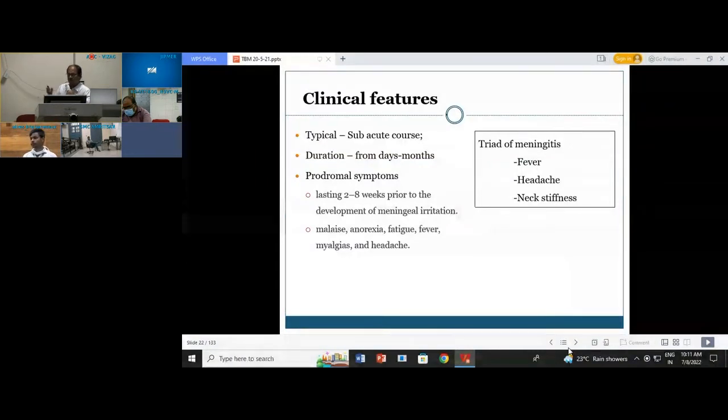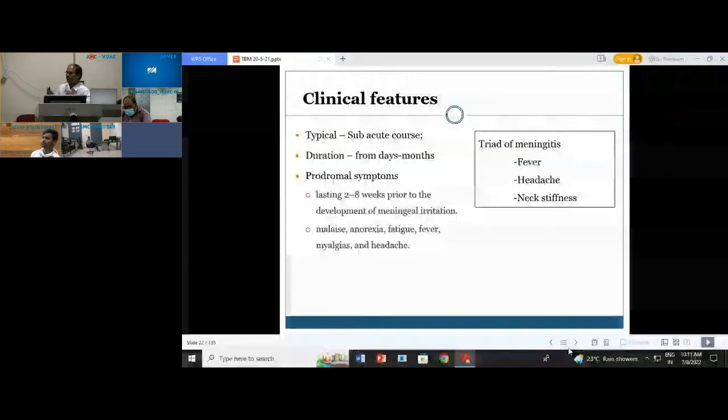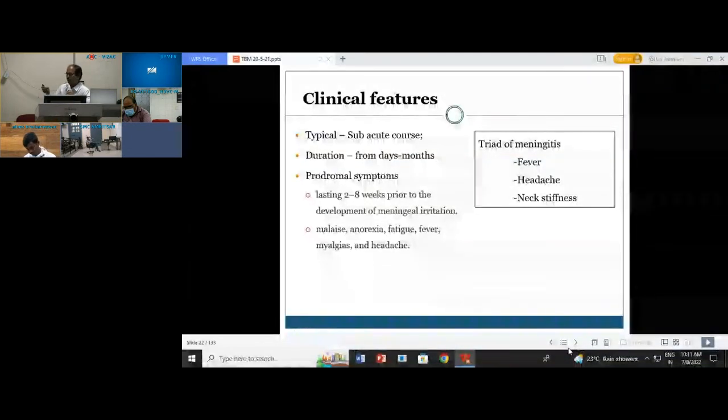clinical features. The triad of clinical features of meningitis, any meningitis, is fever, headache, neck stiffness. It holds good for any meningitis, let it be tuberculous meningitis, fungal meningitis, bacterial meningitis, or viral meningitis: fever, headache, neck stiffness, the basic triad of meningitis.